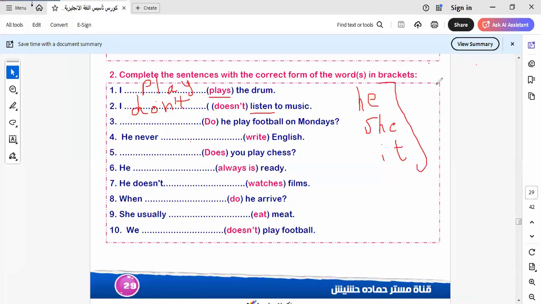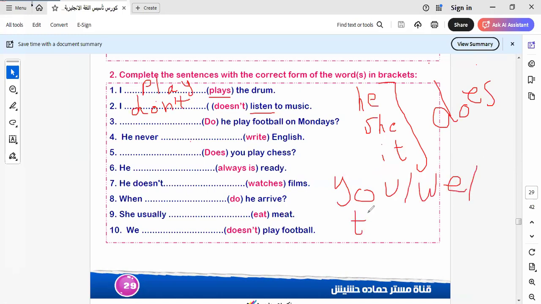He, she, it takes. He, she, it, take does. And you, we, they, and I, take what? Take do. Okay? So there is the difference between do and does.